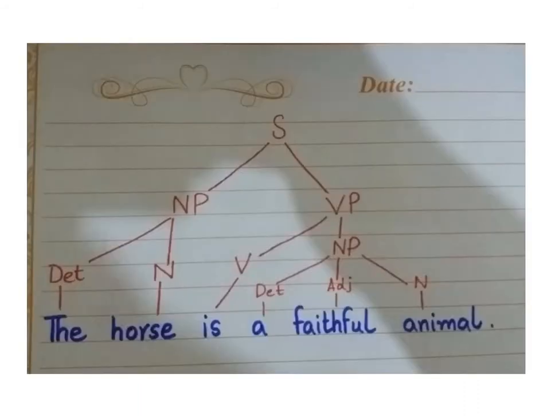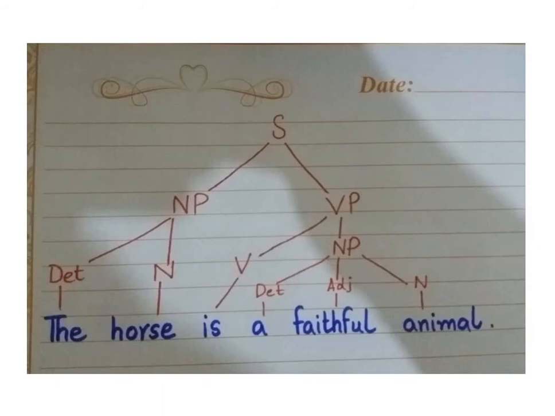The second example is: the horse is a faithful animal. So first is a sentence, the largest unit. Then find where is the verb. Verb is. So from "is a faithful animal" is a verb phrase. "The horse" is a noun phrase. Noun phrase, verb phrase. Then the noun phrase further contains constituents that are the determiner and noun.